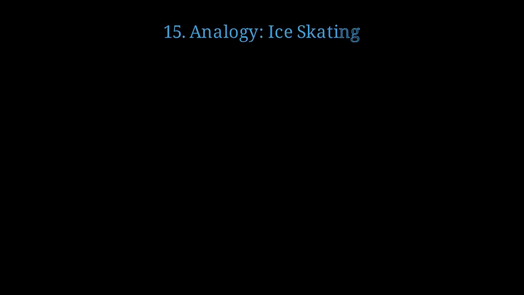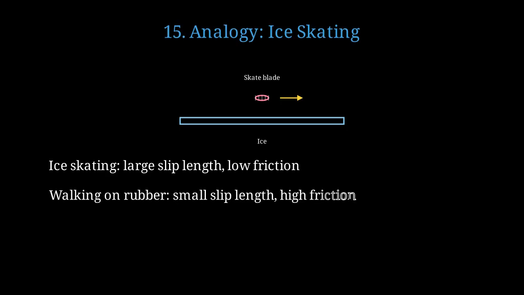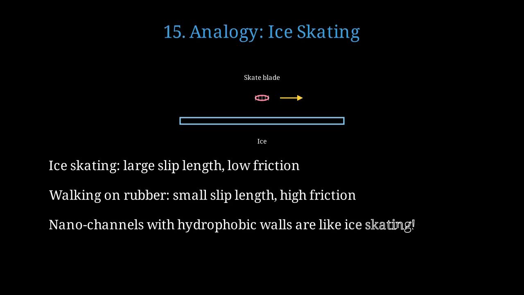Let's use an everyday analogy to understand slip at surfaces. Think of ice skating. The skate blade doesn't stick to the ice, but glides over a thin water layer, creating slip. Ice skating works because there's a large effective slip length between the blade and ice, dramatically reducing friction. In contrast, walking on rubber involves tiny slip, which is why rubber soles provide good traction. Nanochannels with hydrophobic walls are like microscopic ice rinks, where water molecules glide along the surface.